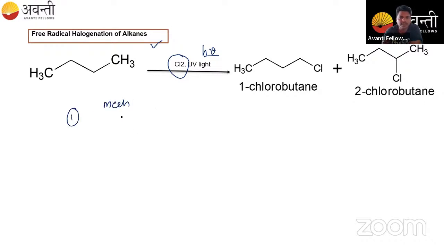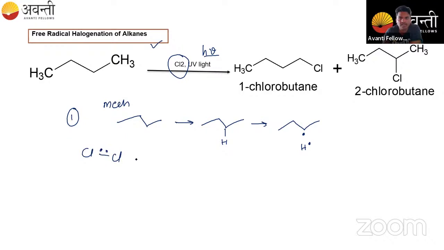Whenever you have any alkane, let's suppose you have an alkane like this. What is the first step? You will get a free radical here. What type of free radical? You are getting one free radical, and another free radical. Now you have chlorine and chlorine.